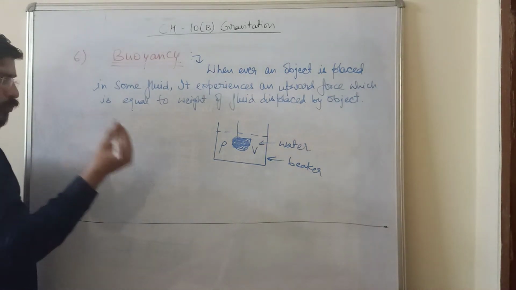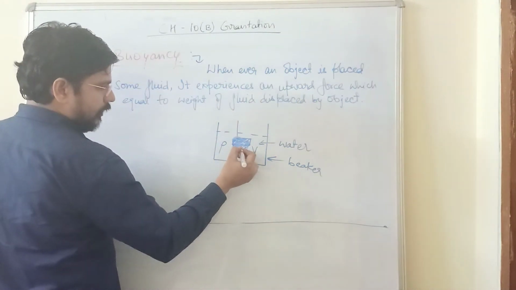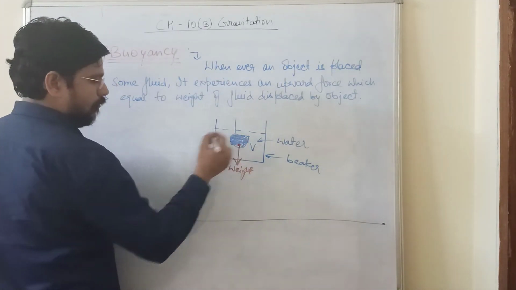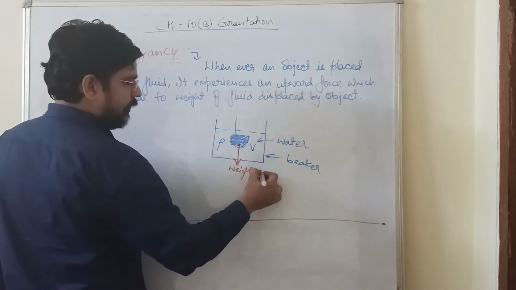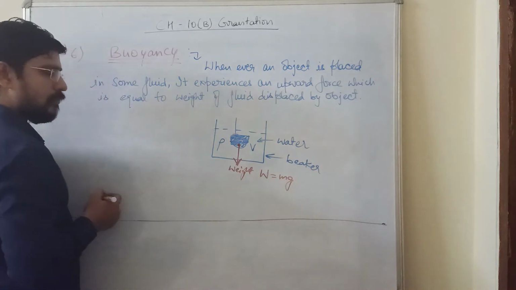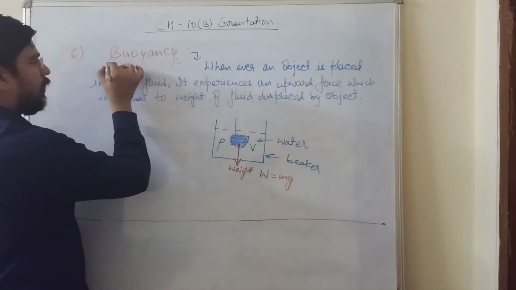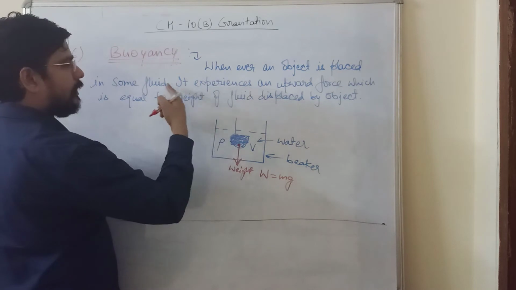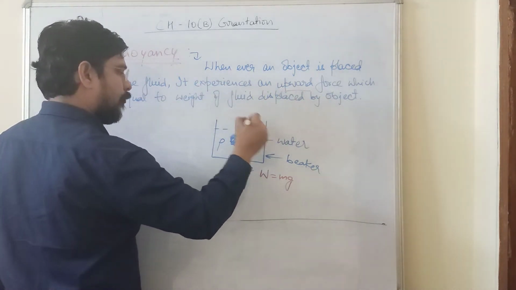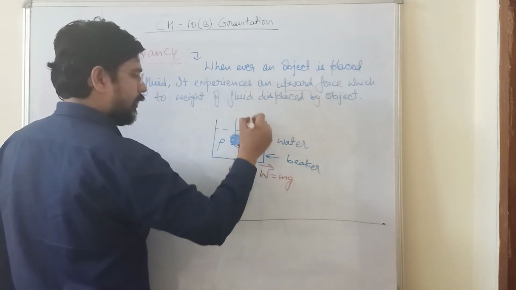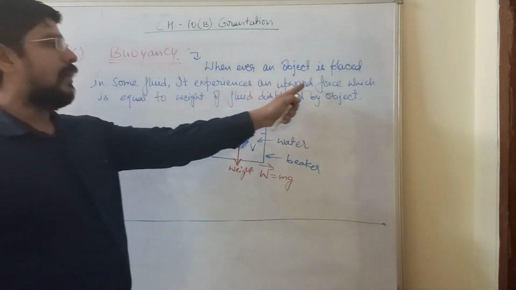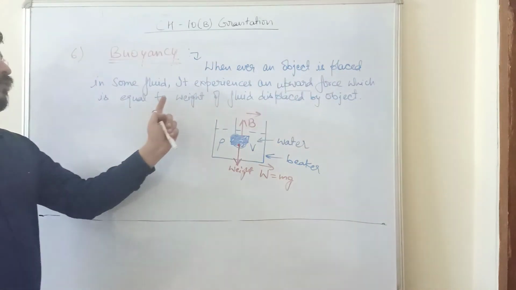We know that there are two components working here. One is the weight of the box or the cube. Let us say that is W, which is equal to mg. The second thing is the buoyancy, and we know that buoyancy is an upward force, so the buoyant force will work upward. Both are vector quantities. Weight is a vector and buoyancy is also a vector. By definition, buoyancy is an upward force which is equal to the weight of fluid displaced.